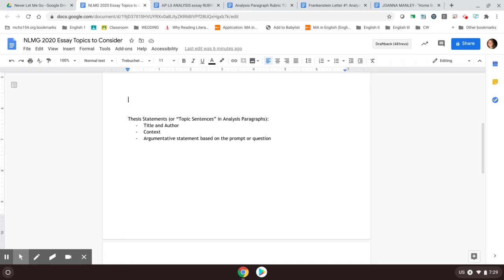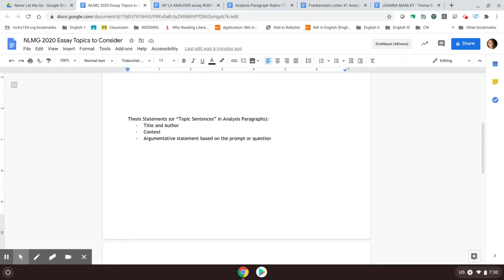And then some type of argumentative statement based on the question or prompt. So when you're presented with these 5 different options, your thesis or your topic sentence should answer or respond to the prompt.